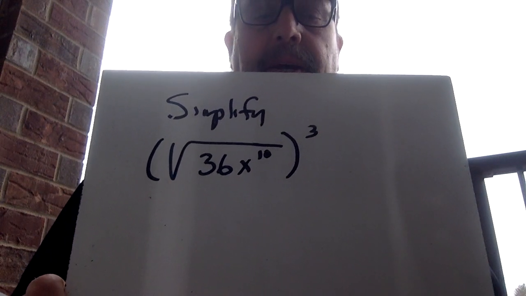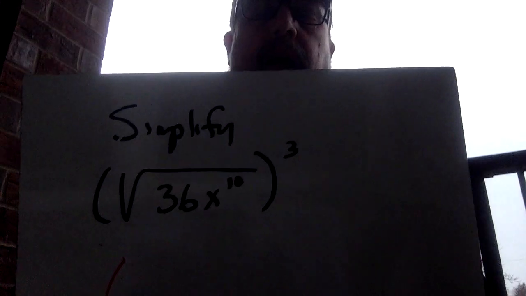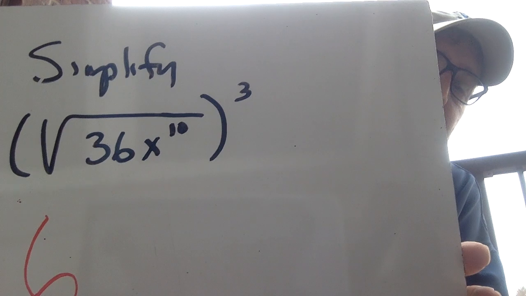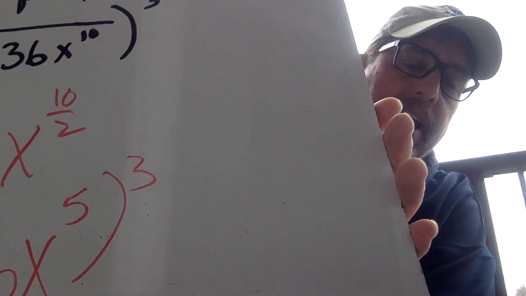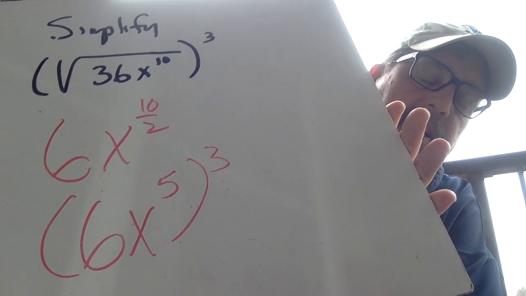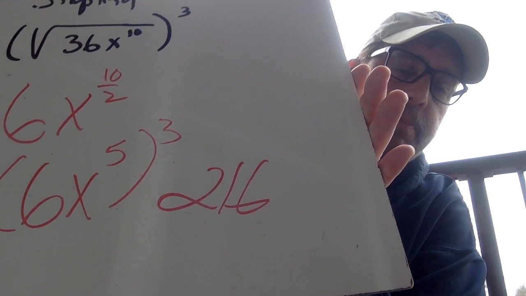To simplify this, the square root of 36 is 6. I like to do the fraction method. X to the 10 over 2. There is the 2 in the square root. So that is the same as 6x to the 5th power. And now we cube it, 6 times 6 times 6. I think it's 216. My calculator's inside. And an exponent to an exponent, you multiply the powers. X to the 15th.